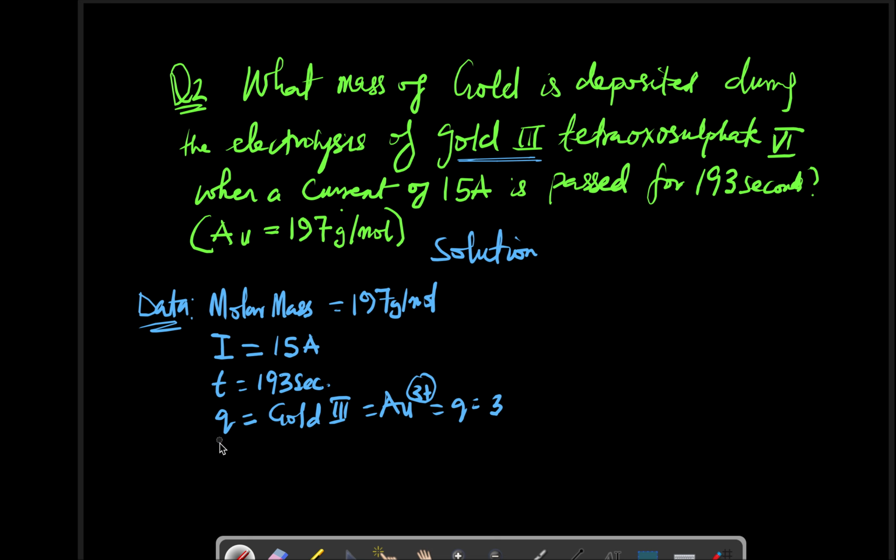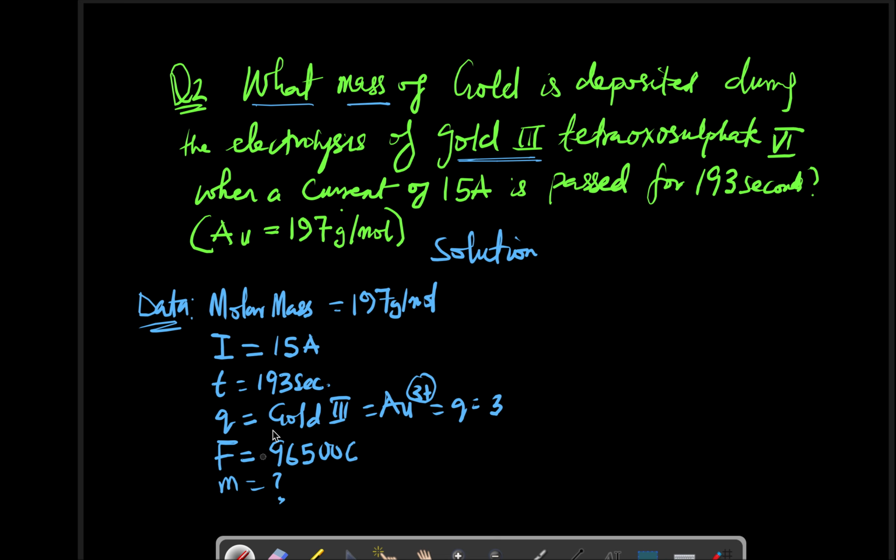And of course, you know that F is Faraday's constant, which in most cases they will give you, and that will be 96500 coulomb. So what exactly are you asked to find? That's what you have to figure out. They say what mass of this, so that means you're looking for the mass M.